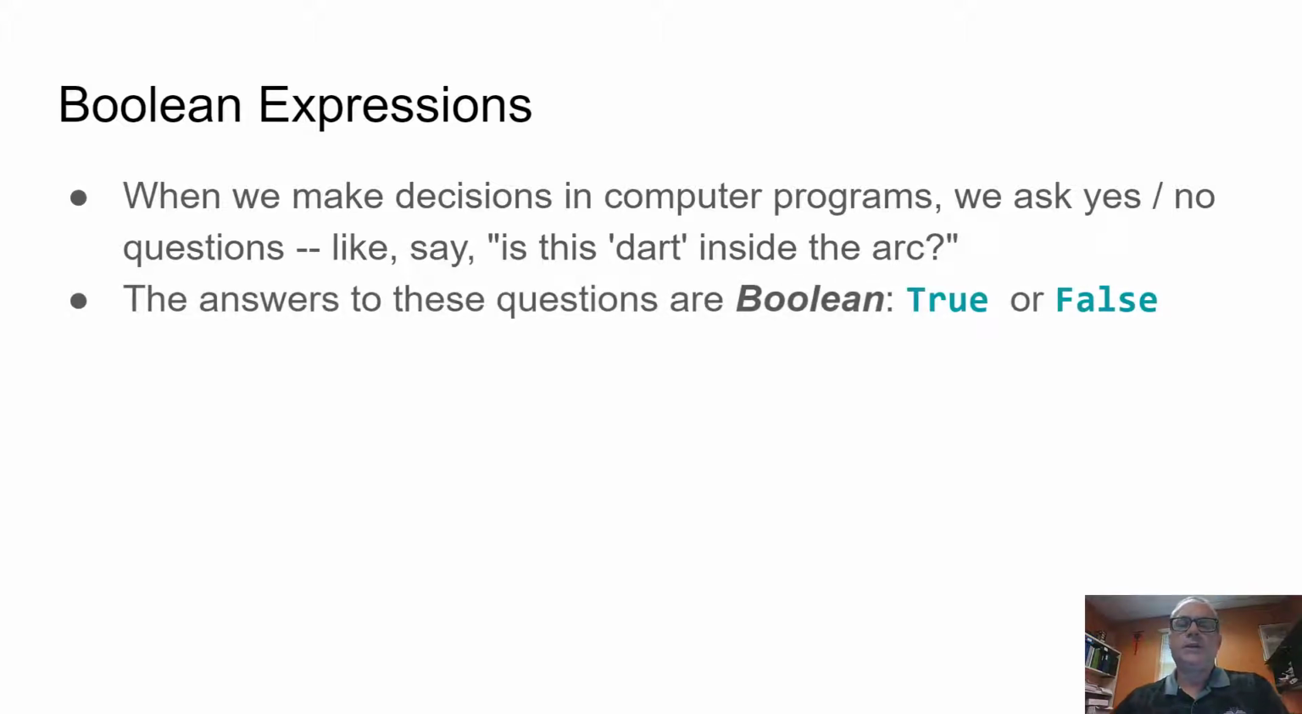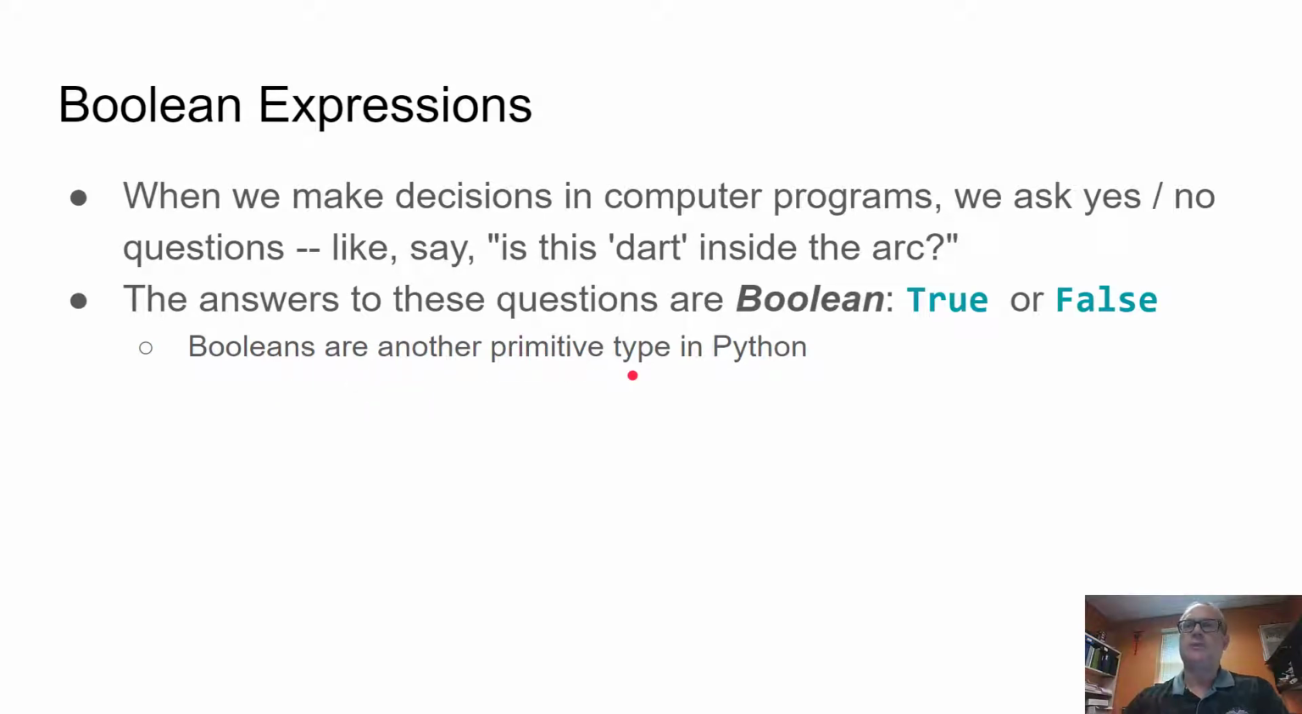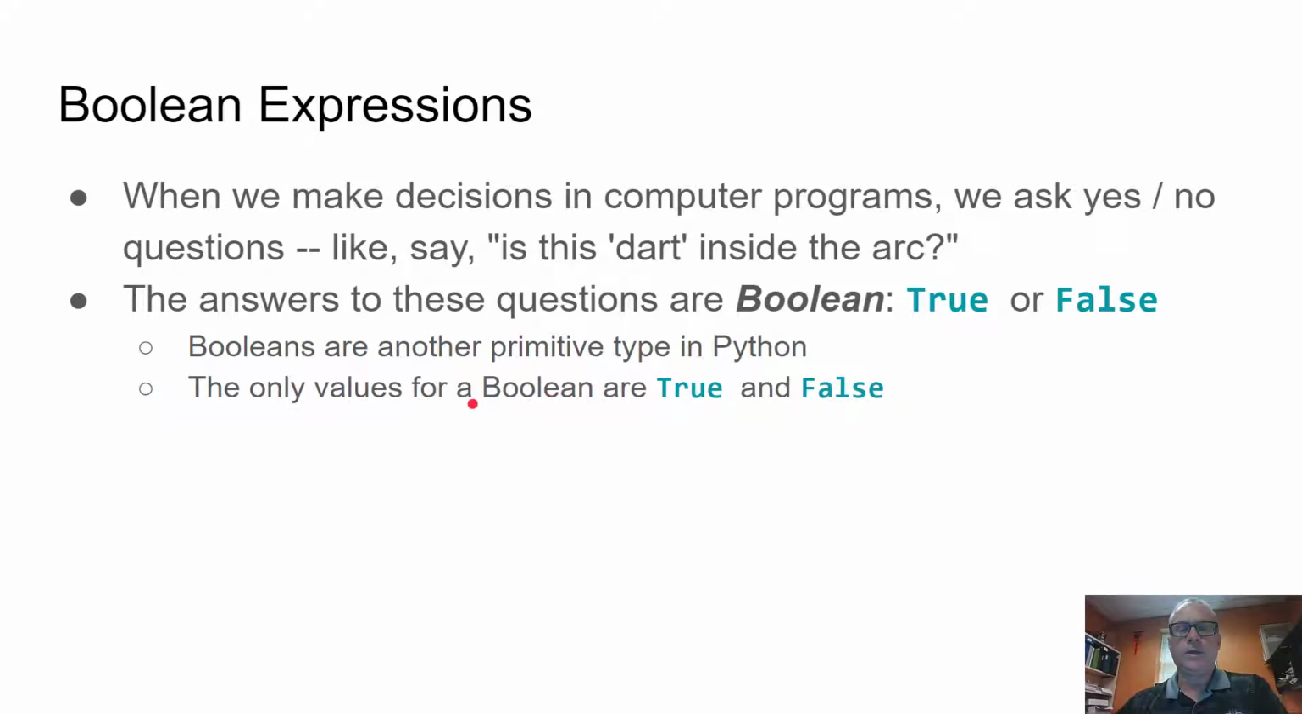So the answers to those questions are Boolean. It's named after George Boole, who was a mathematician. That is, the answer is either true or false. So Booleans are actually another primitive type in Python, just like integers and floating point numbers, except the only values for a Boolean are true or false. So with integers, right, we can have really any integer we want. In a Boolean, there's just two values. It's either true or false.